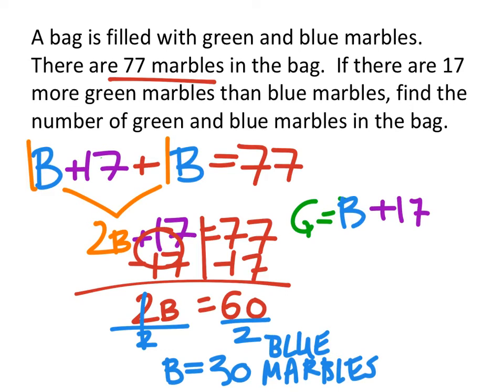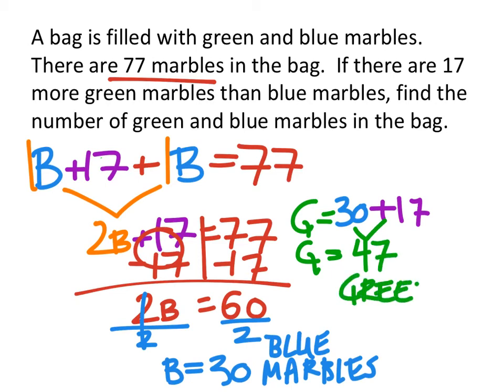Now, what do we know about the green marbles? Well, there's 17 more green marbles than the blue marbles, right? So I can go back to this other equation that I wrote, and I know that there's 30 blue marbles. So the green would be the 30 plus the 17, which is 47. And we'll just write this as green marbles.